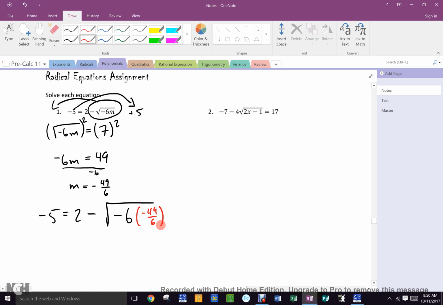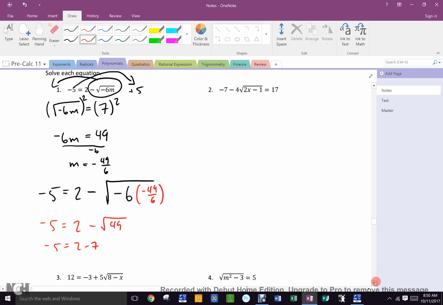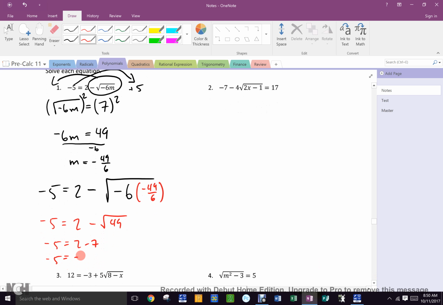What do two negatives do when they multiply? Make positives. And what does 6 do when it multiplies sixths? Cancels. So what am I going to have under there? 2 minus root 49, yes? What is the root of 49? 2 minus 7. What is 2 minus 7? Does negative 5 equal negative 5? So did we do it right?